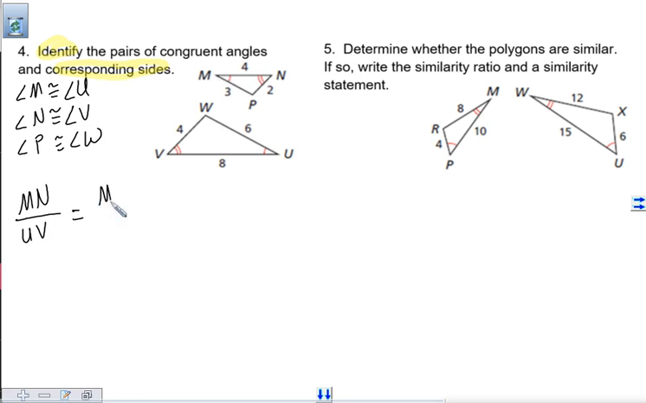And MP, that is our middle length side. So we're going to our middle length side, matches up with UW. Again, M matches up with U, P matches up with W. And then lastly, our shortest side, PN, matches up with WV. P again matches up with W, and N matches up with V.